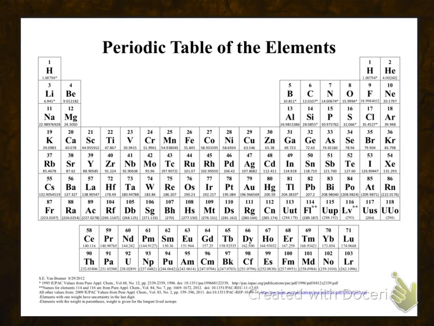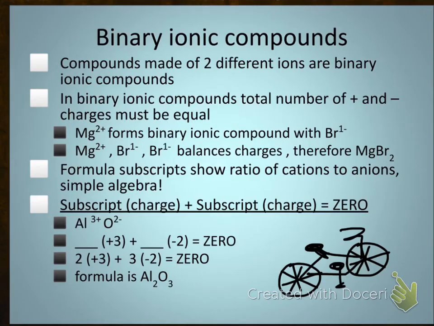That would be writing a formula when you're given a name. You will need to have your periodic table out, or maybe even the reference sheet that was linked in the chapter plan. All right, so we've already mentioned that binary ionic compounds are just compounds made up of two different ions. Seems easy enough, and we're starting off with binary ionic compounds that are made up of simple monatomic ions.